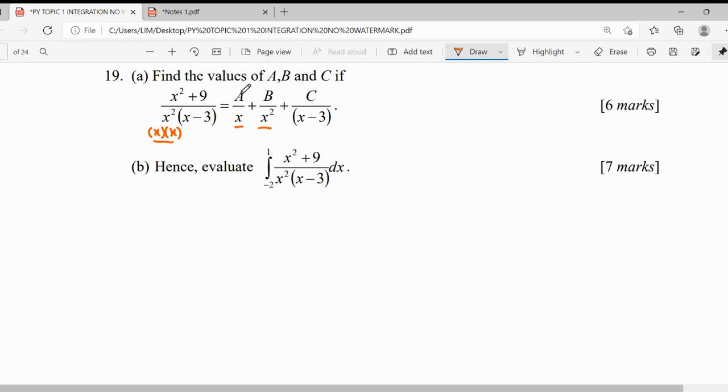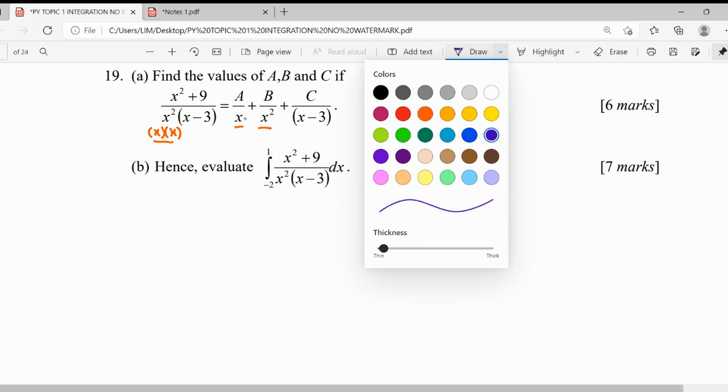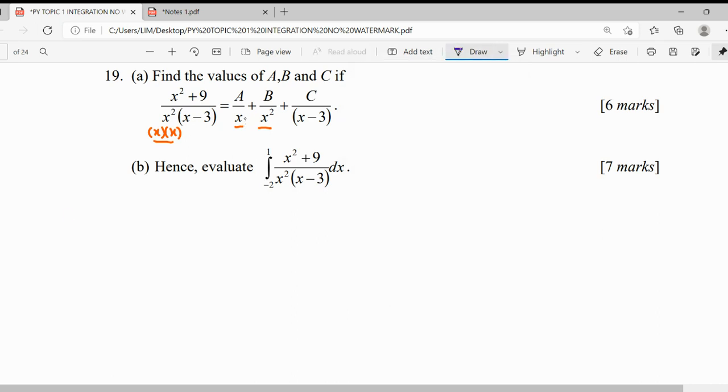And this question is also set very well for you, with A, B, C. So what you need to do is find this A, B, C. Okay, so this is the question given. After splitting this partial fraction, our next step is forming the equation.